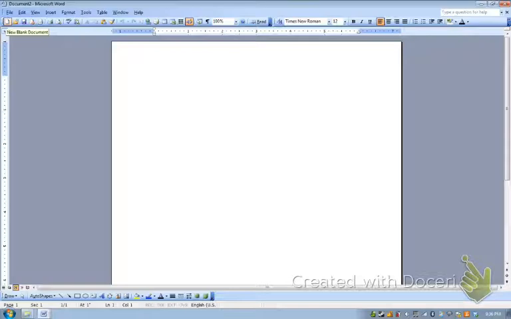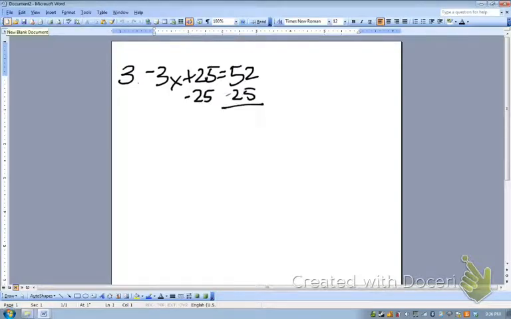Alright, I'm back to a blank sheet of paper. I'm going to do number 3. Number 3 says negative 3x plus 25 equals 52. I'm going to do this one with the balance method. So I'm going to take away 25 from both sides. Those cross out. Negative 3x on this side is equal to, I better do some borrowing over here, 47.